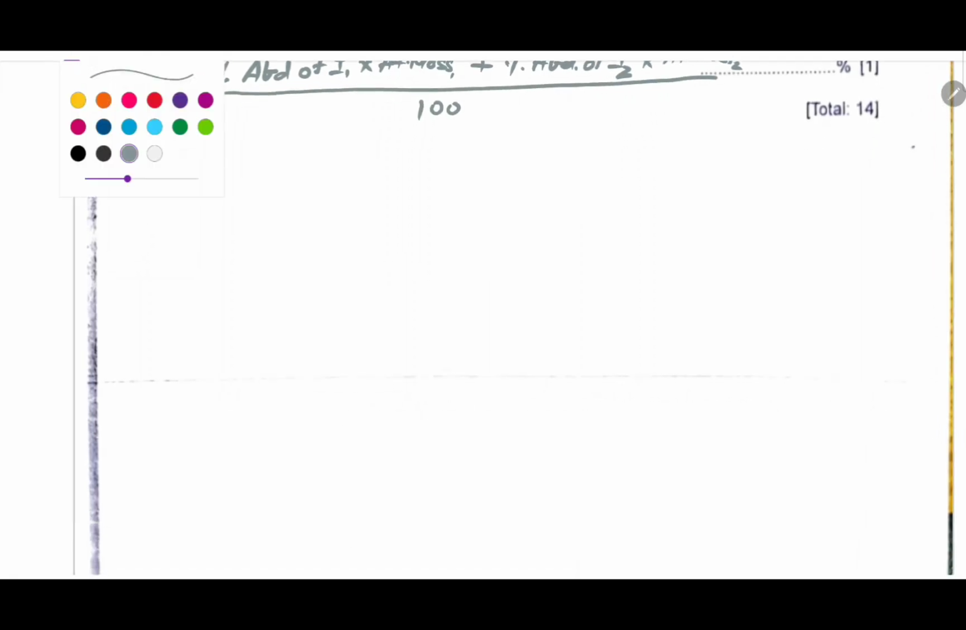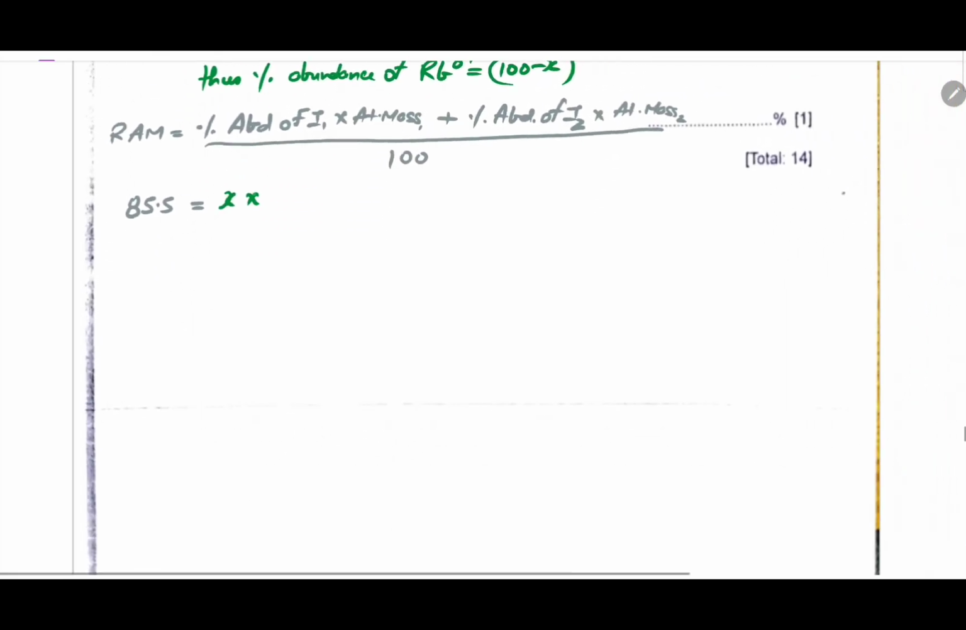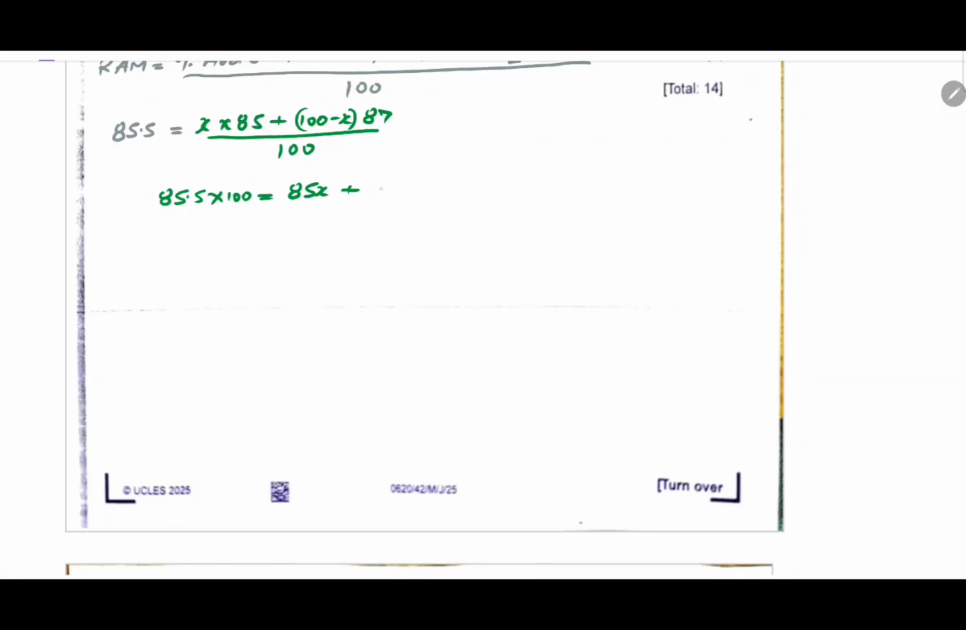Putting in the values, the RAM is 85.5, which equals the percentage abundance of the first isotope, X, times atomic mass 85, plus 100 minus X, the percentage abundance of the second isotope, times atomic mass 87, upon 100. On solving, I get 85.5 times 100 equals 85X plus 100 times 87 minus 87X.